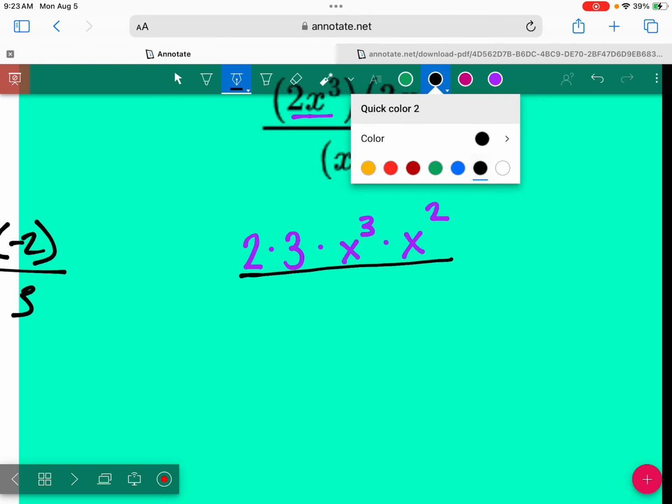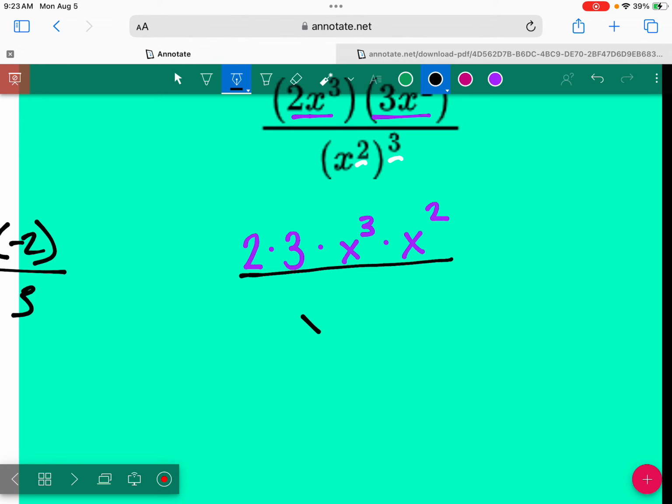And I'm not going to write with the white. That's going to be annoying. So we can do our x to the what power? 6th. That's using our power over powers. On top, it was that multiplication is commutative.